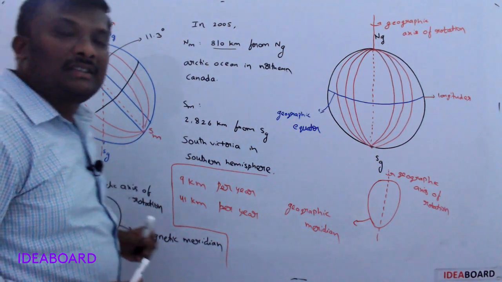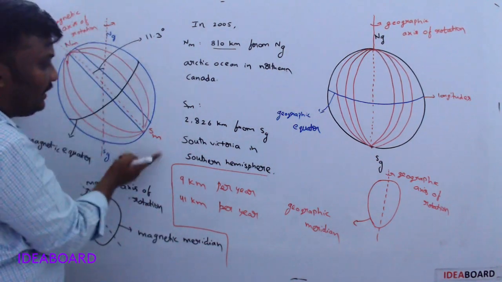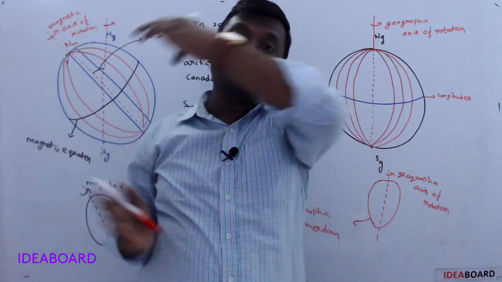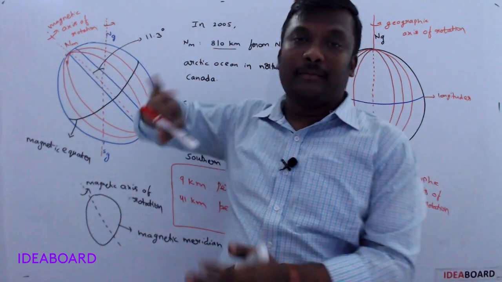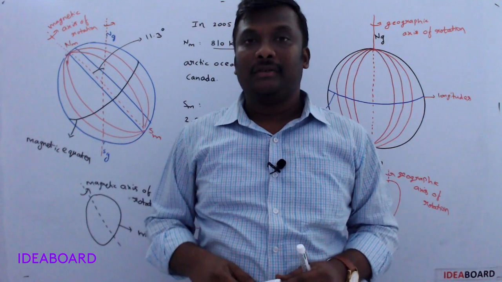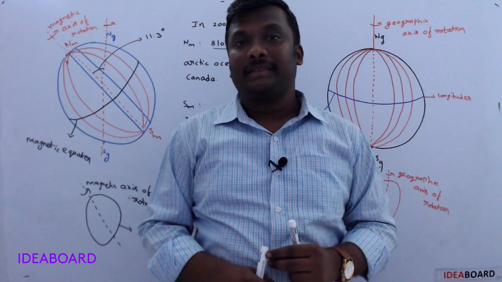So after a few years, maybe this SM will be coming here, NM will be coming here. So they interchange the poles. But NG and SG do not change. Only NM and SM interchange their positions. So when does it happen, sir? It takes millions of years.